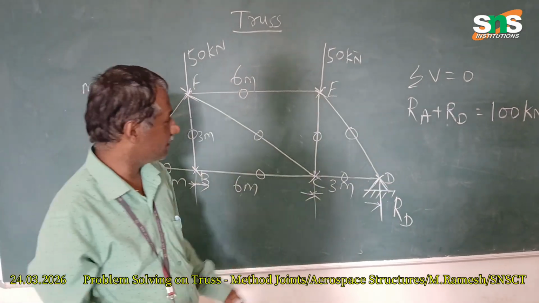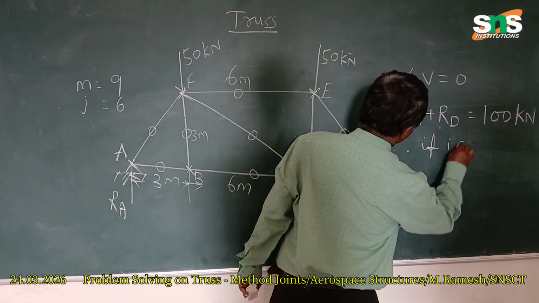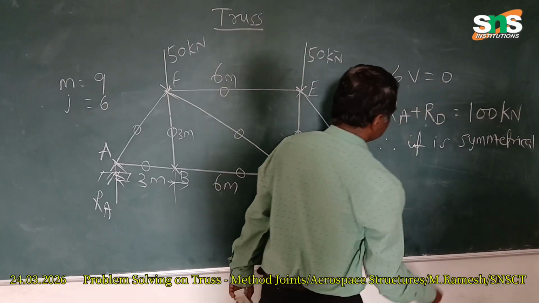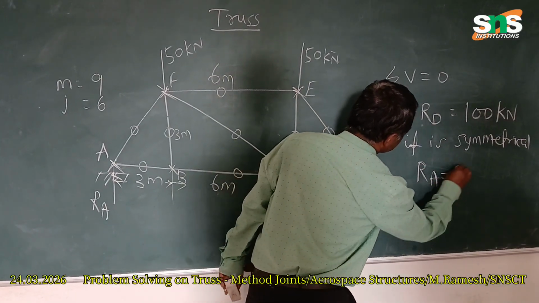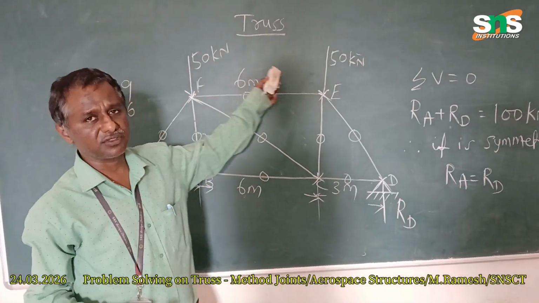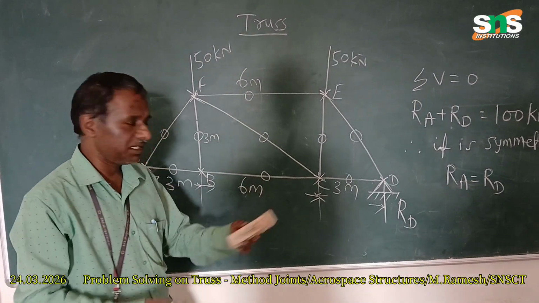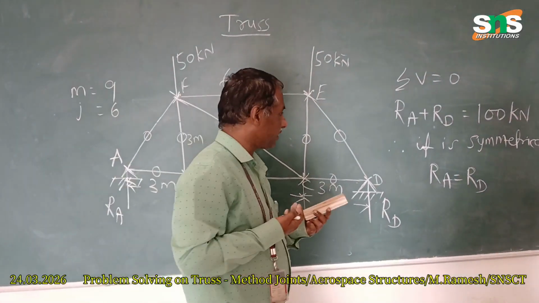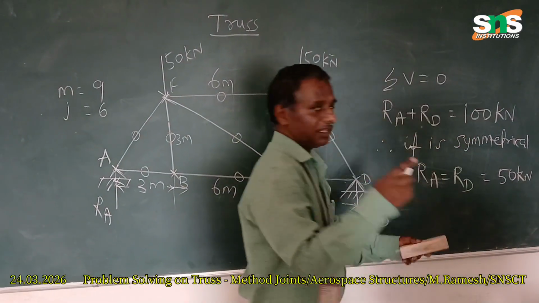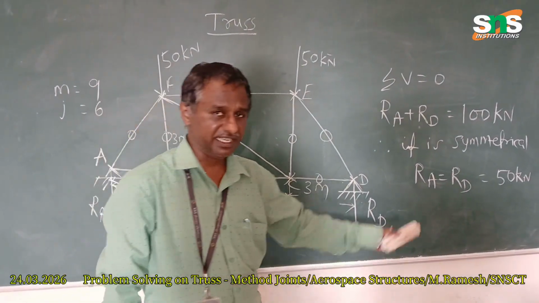Simply I can say that since it is symmetrical, RA is equal to RD. That means the total loads are distributed equally, because here is 50 and here also 50. If the loads are the same, both supports will take over the loads equally, that is 50 kN each. Otherwise, you can use sigma M about a particular point equal to 0. That kind of method you can also use, and finally you get the reactions like this.